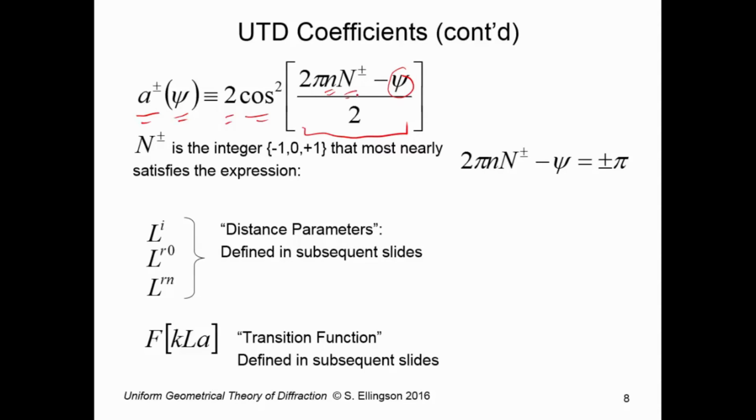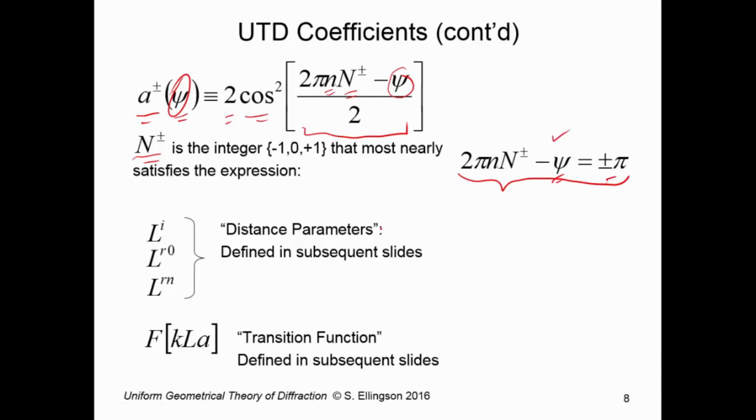And then we have this parameter big N, which either has a superscript of plus or minus. This parameter is the integer, either -1, 0, or +1, that most nearly satisfies this equation: 2 pi little n, big N, minus psi, the argument of the a function, equals plus or minus pi.